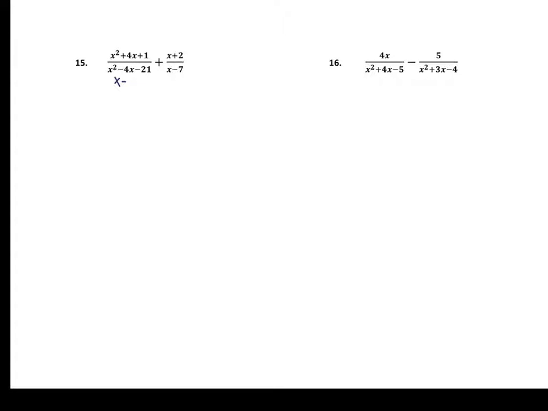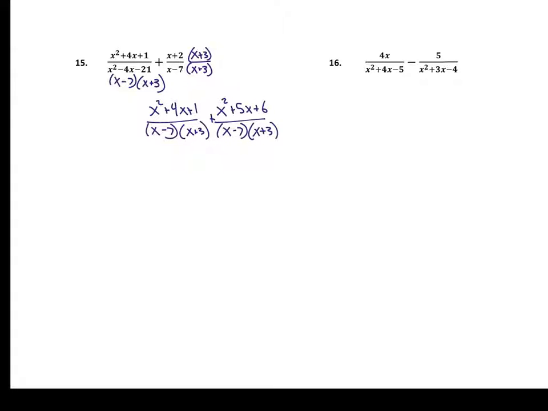Again, we're going to factor x minus 7, x plus 3. So this side we're missing x plus 3. That gives us x squared plus 4x plus 1 plus x squared plus 5x plus 6. We're going to add our terms. That gives us 2x squared plus 9x plus 7. Since we're adding, we don't have to worry about switching signs. Over x minus 7 times x plus 3.